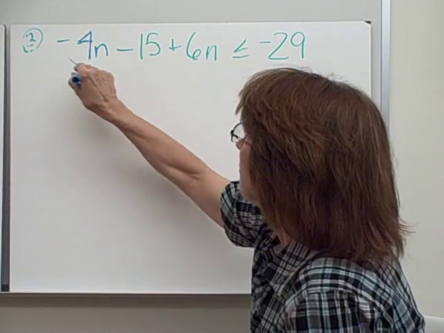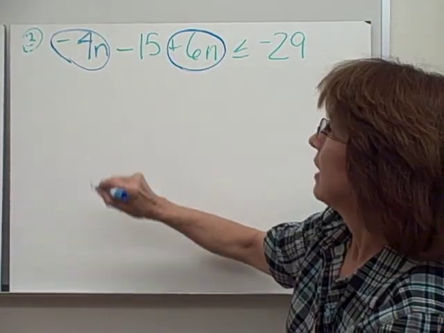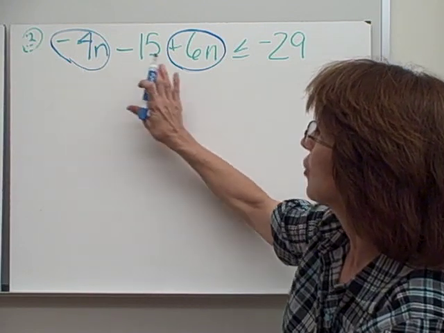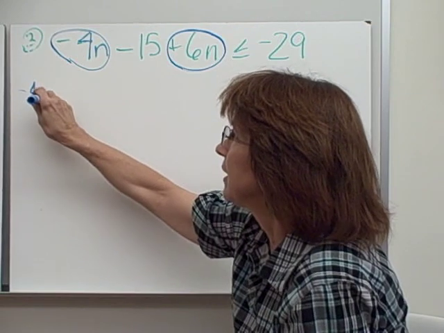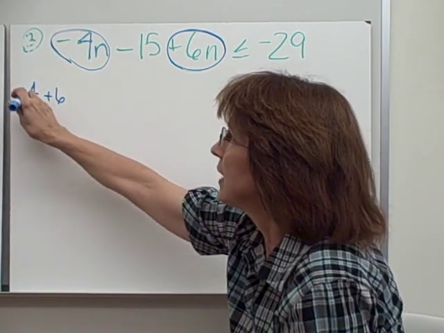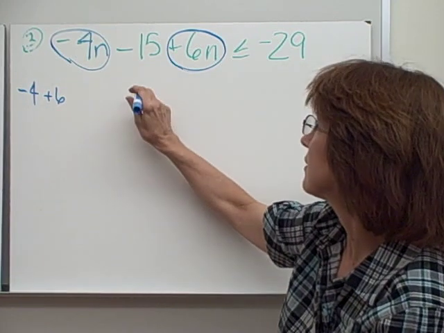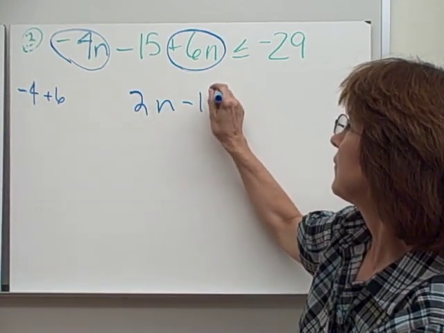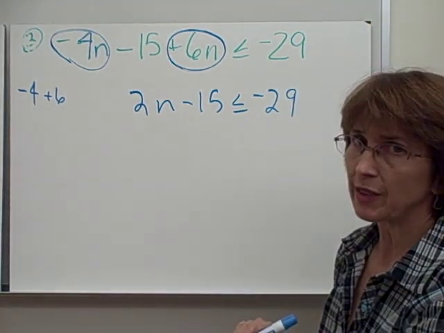So we're going to circle our minus 4n, and we're going to circle our positive 6n, and we're going to combine them. I got a negative 4 plus 6. If you want to go over here and do it, negative 6 plus 4. Unlike signs, subtract this time. So it's really 6 minus 4, which gives us a 2n. Minus 15 is less than or equal to negative 29. So be sure to write that down.